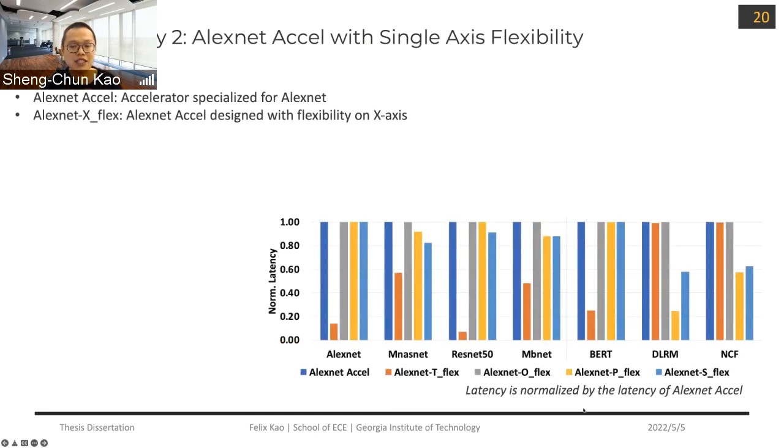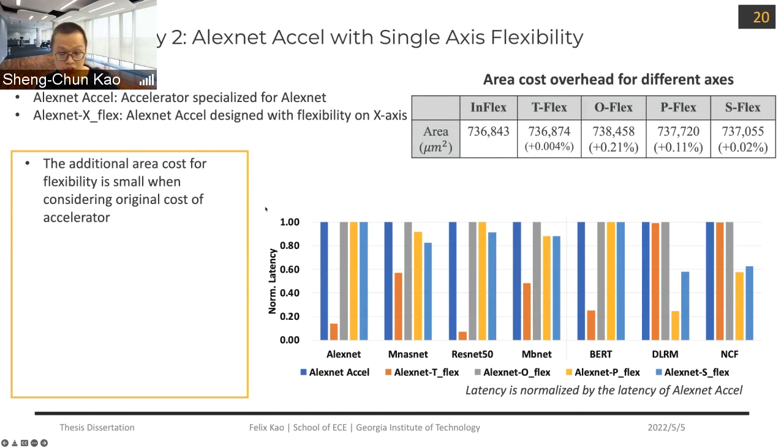Now let's start to add some flexibility into the accelerator. For example, AlexNet T flex means what if we add tile flexibility into the accelerator when we are designing the AlexNet accelerator back in 2014. First of all, given the buffer sizes and number of processing elements, these are the area costs of each flexibility axis. One thing we can notice is that the additional area cost is not that unaffordable if we amortize it to the cost of the entire accelerator.